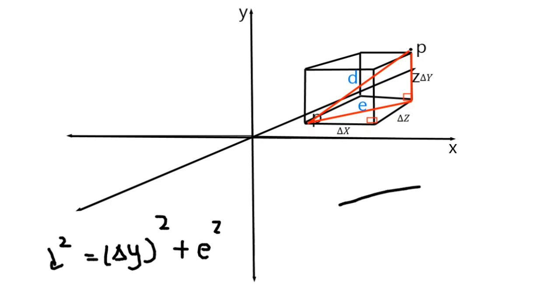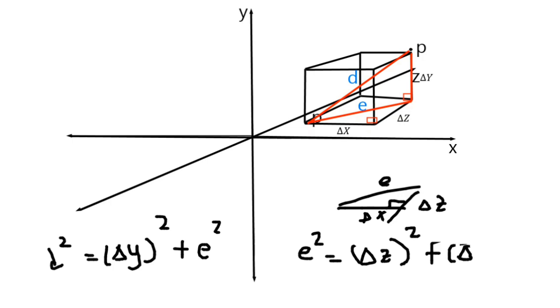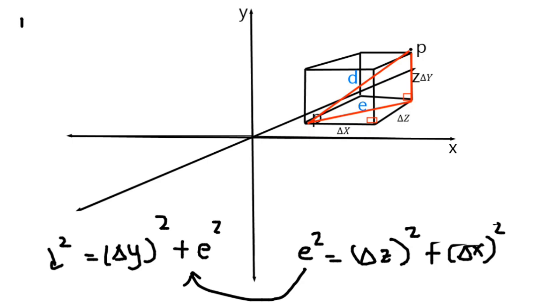And now let's think about the other right triangle here. So we have E as our hypotenuse and the change in X and change in Z as our two sides. So E squared is going to be the change in X squared plus the change in Z squared. Now what we can do is substitute the E squared into the other equation. So now what we will have is the change in X squared plus the change in Y squared plus the change in Z squared.